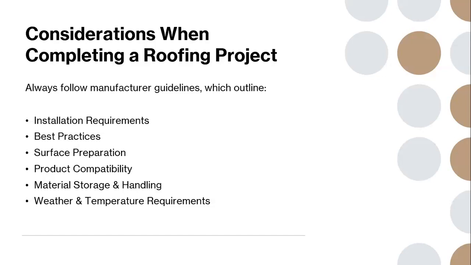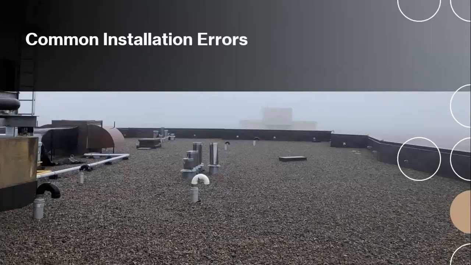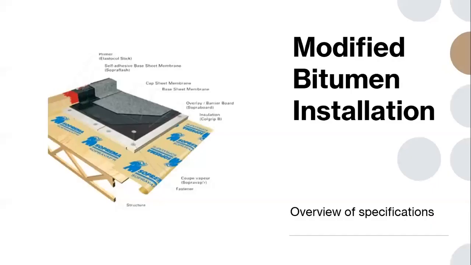So where we start to see issues is if any of these things aren't being followed. And then what we want to look at now is what some of those common installation errors are. One of the systems that we see errors with most regularly is definitely the modified bitumen or the 2-ply SBS. So just looking at this little diagram here and just a quick overview about some of the basics of the installation.